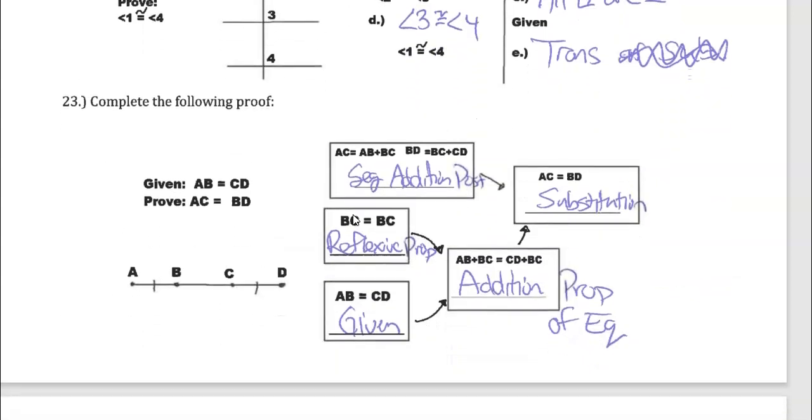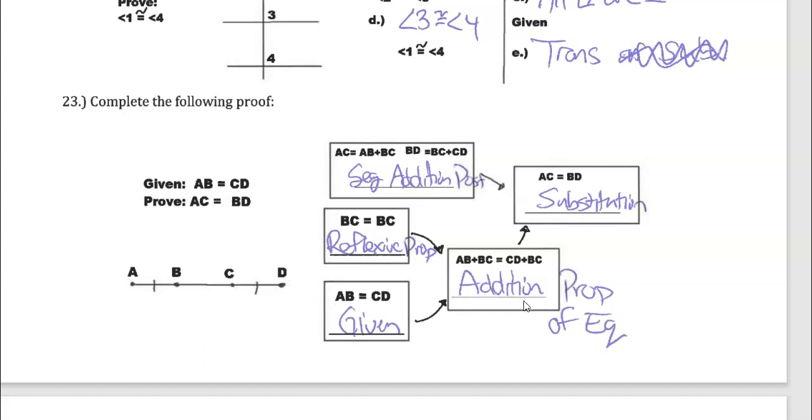Now on this one, this is probably the trickiest of the bunch. On this one, that top thing, you are adding together little segments to equal the whole, so that's segment addition. BC being congruent to BC, that's the reflexive property. AB is equal to CD. You glance up and see it is under the given, so it's given.